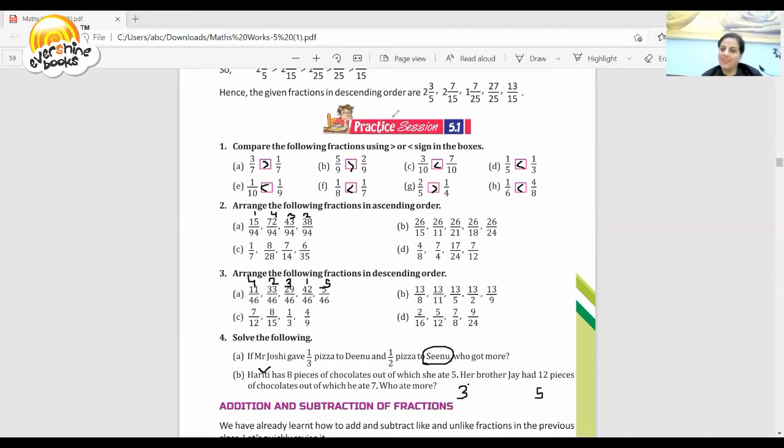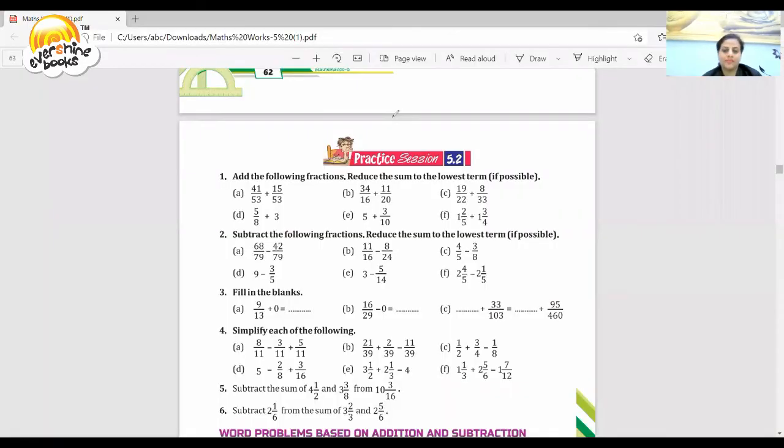Likewise. Okay. Now we will do fractions, additions, subtraction also in our next exercise, that is 5.2. So we have come to our exercise number 5.2. In that, add the following fractions, reduce the sum to the lowest form also if possible. Okay, it means after doing that sum, it should be having 1 only as a denominator.